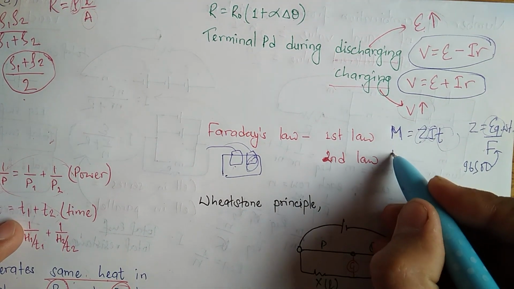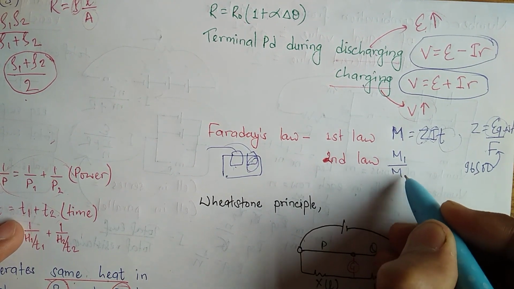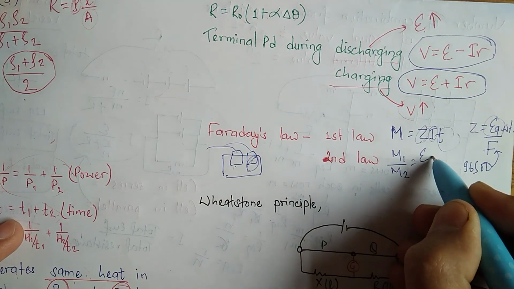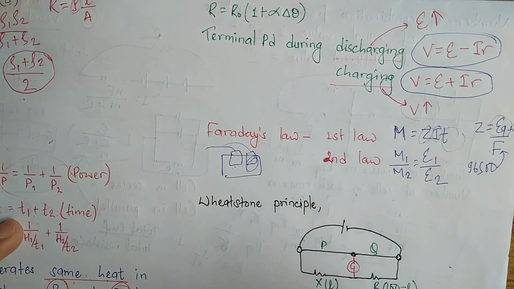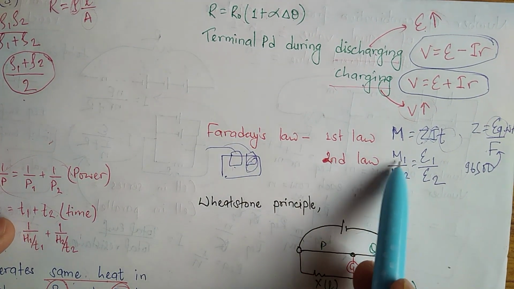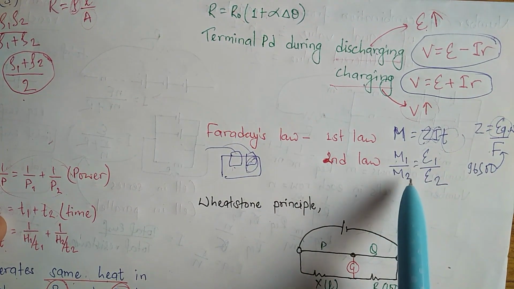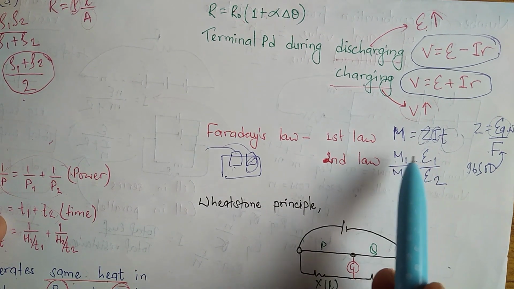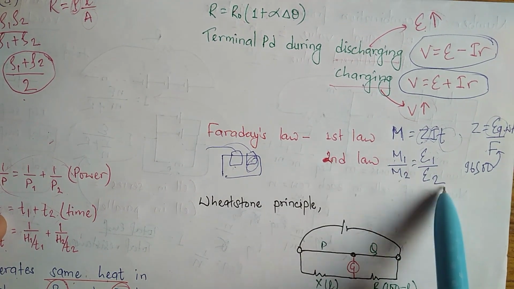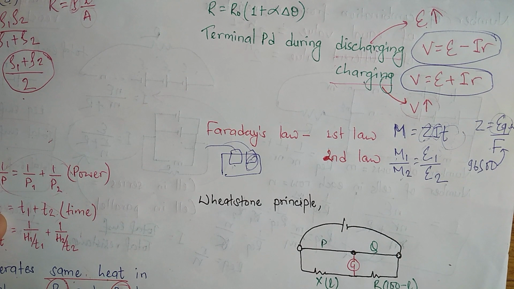Second law means M1 by M2 is equal to equivalent weight 1 by equivalent weight 2. So mass deposited is directly proportional to equivalent weight, means M1 by M2 is equal to E1 by E2.